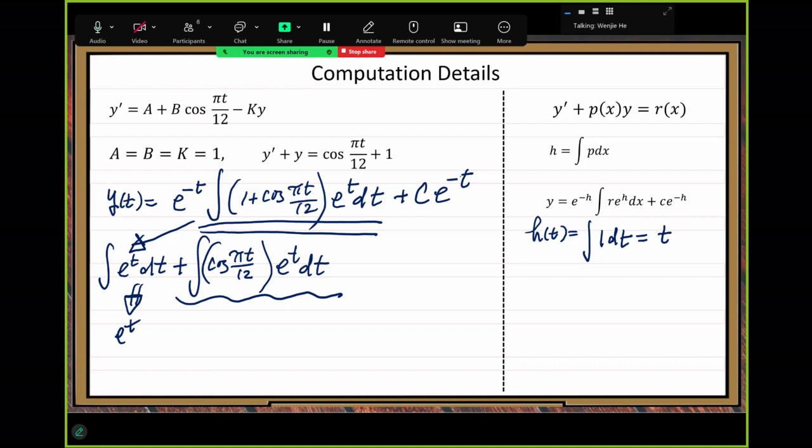You have a cosine term and an e term. It's a product of these two terms. So integration by parts, right? In this situation, you need to do the integration by parts. You need to determine u and v. That's the standard way, so I just remind you. We only work on this part.